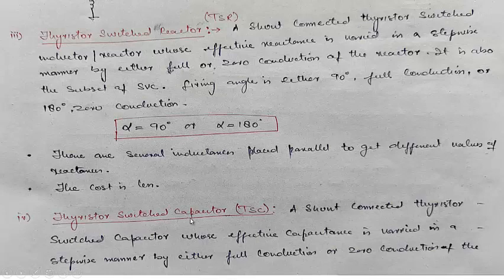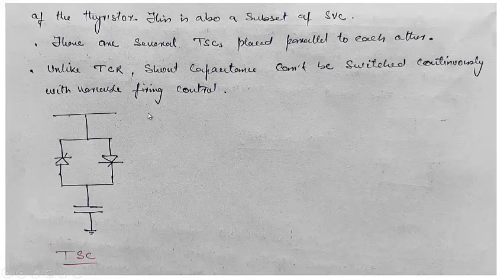Similarly, we have a thyristor switched capacitor. It is a shunt connected thyristor switched capacitor whose effective capacitance is varied in a stepwise manner by either full conduction or zero conduction of the thyristor. This is also a subset of SVC. In this case also, we have two values of alpha only. When alpha is equal to 90 degrees, this will be put on. Alpha is equal to 180 degrees, this will be put off. In between, there will be no value.